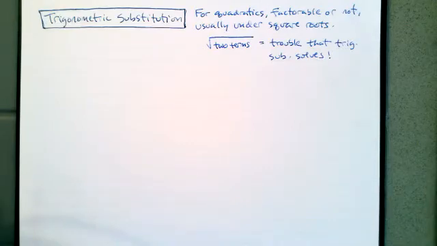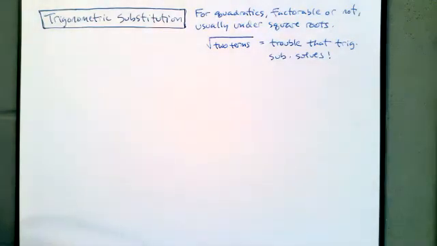Trigonometric substitution is for integrating quadratics, factorable or not, that usually show up under square roots. When we have the square root of two terms, this is trouble that trigonometric substitution can solve. I don't have the option of just substituting the stuff under the square root because I don't have the derivative of that as a factor. That's why we have to resort to trigonometric substitution.